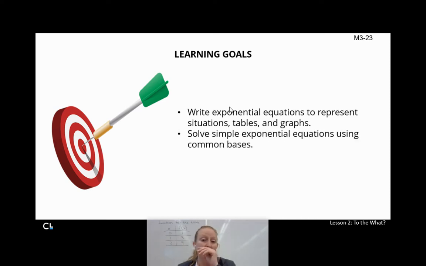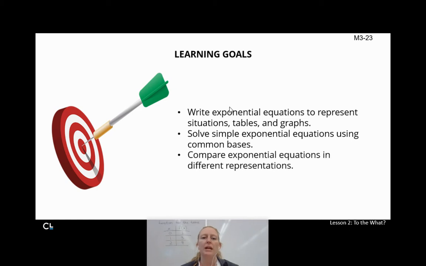We're going to solve simple exponential equations using common bases. We're going to save that a little bit more for next time, but that is coming up. And we'll compare exponential equations in different representations, right? Tables, graphs, situations, equations, and compare them across the board.